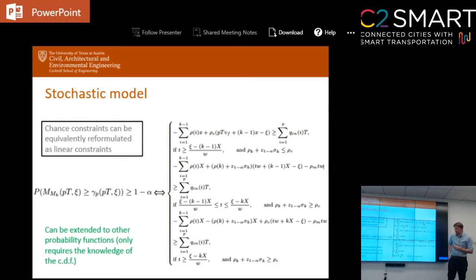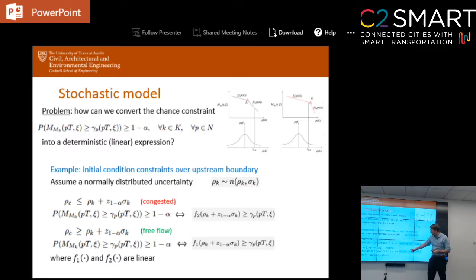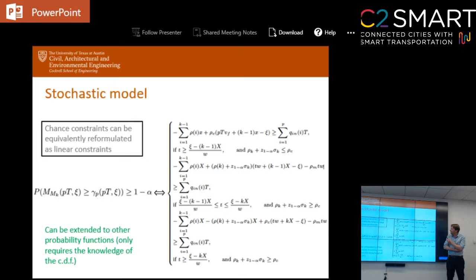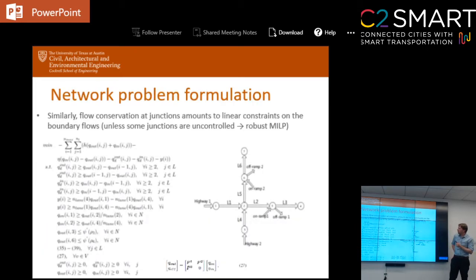And that can be extended to other types of distributions. Here we took just Gaussian distributions, but you can take any other distribution as long as you have knowledge of the cumulative density function. That's really all you need to determine what these functions should be. Once you have set this, you can solve the problem on some network. Here again, we get an LP. Again, I just want to be complete and say that if you don't control all the junctions, you will get a MILP in that case.